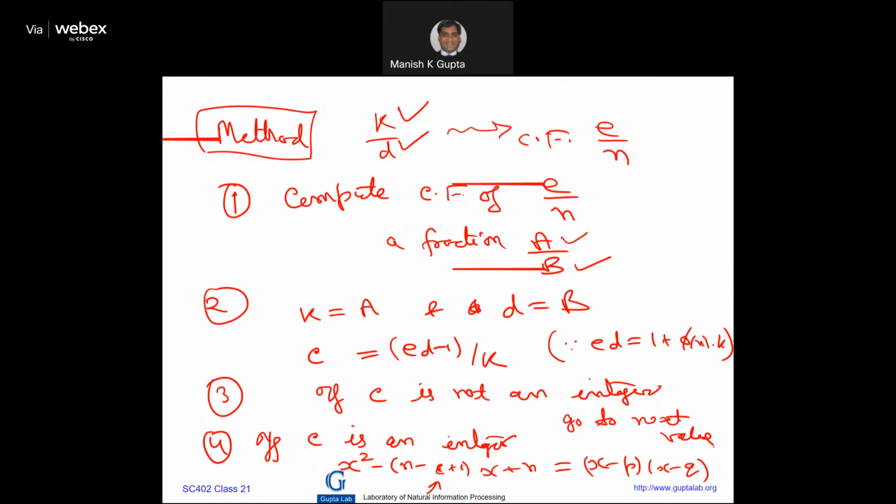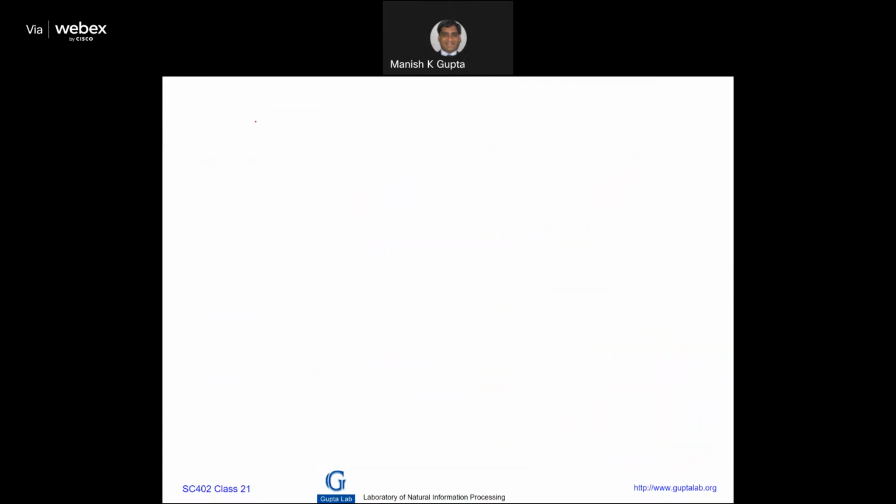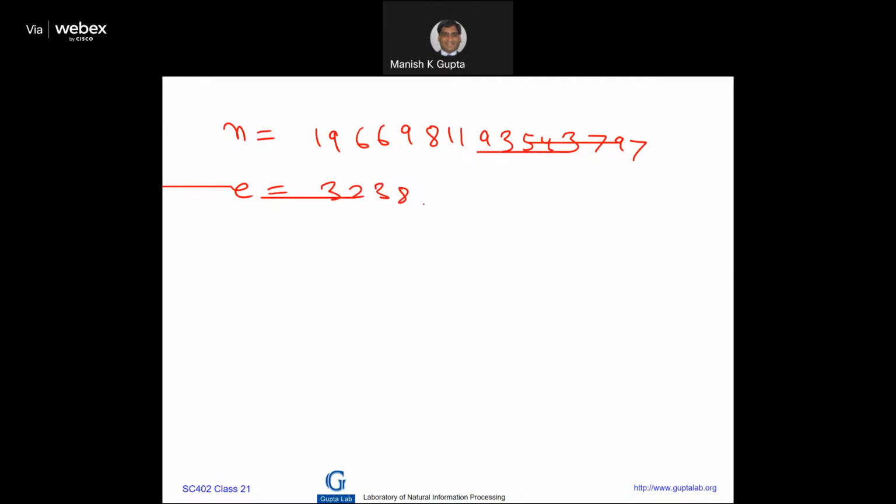So let us take an example here. N is equal to, again, this number is very large, so don't ask me how you do these calculations. 9, 6, 8, 1, 1, 9, 3, 5, 4, 3, 7, 9, 7. And suppose E is equal to 3, 2, 3, 8, 1, 5174542919.